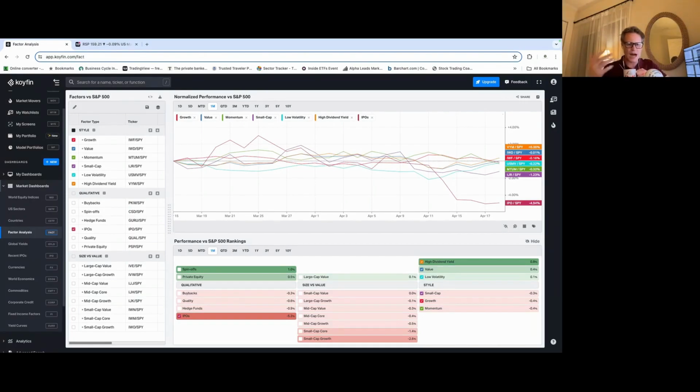So those are some of the more obvious factors, but what about things like quality stocks? Here we're talking about stability of earnings, debt levels, profitability levels.